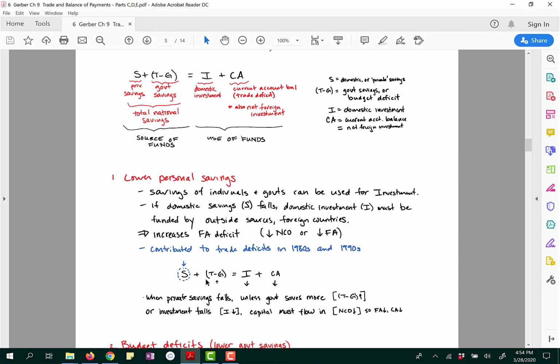Using our mathematical framework, if there is a drop in private savings, unless the government increases savings and makes up that shortfall, then either investment has to fall or more capital has to flow in.